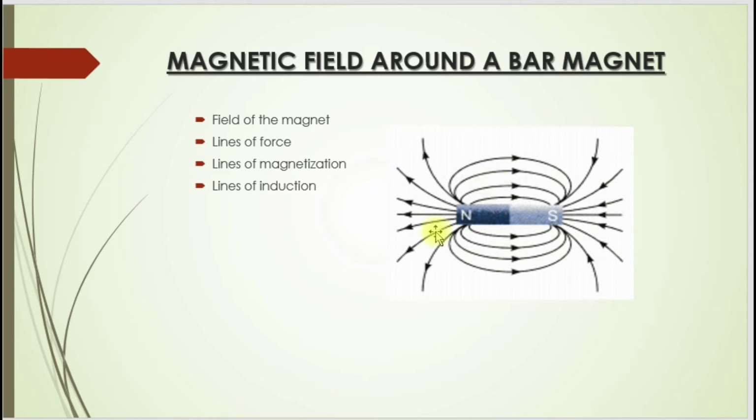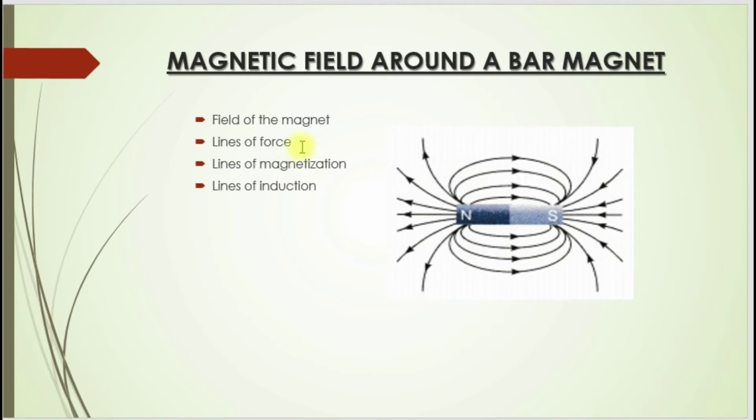You can see here the lines of force originating from north pole, leaving the north pole and entering the south pole. If it is extended to this bar magnet also, then these lines are known as lines of magnetization. So, these lines of force and lines of magnetization will form closed lines. That is, it will be a closed path. Such lines are known as lines of induction.